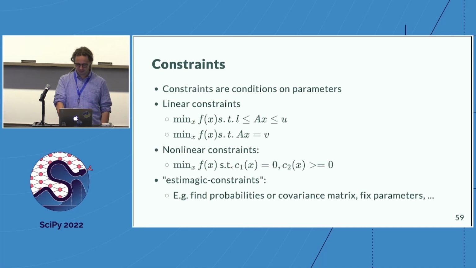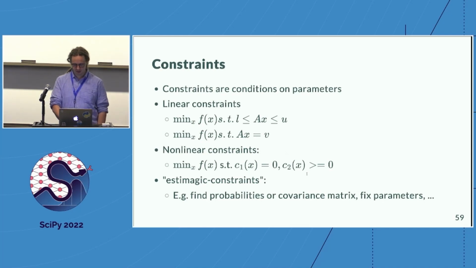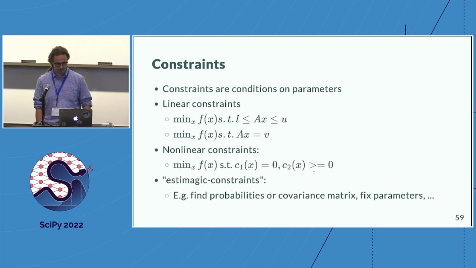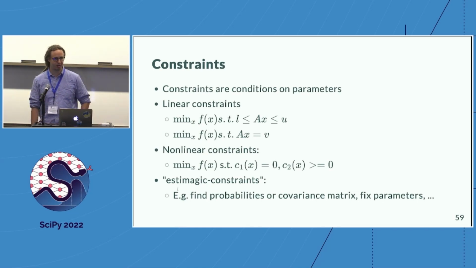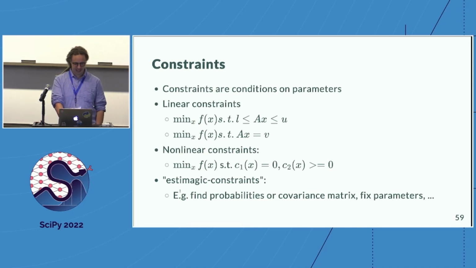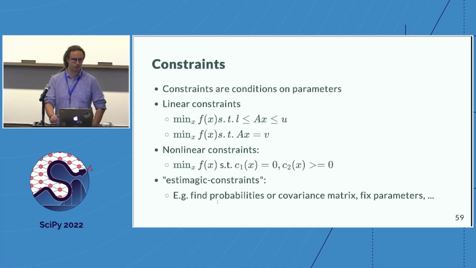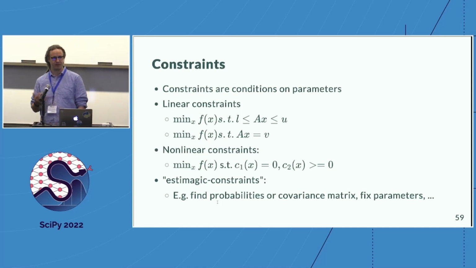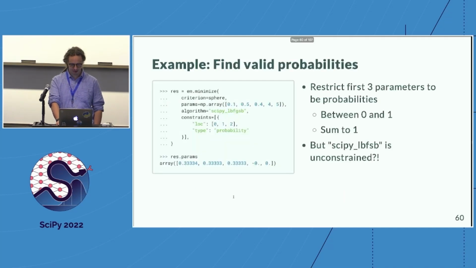There are simply constraints of type C1 of x equals 0, and C2 of x is larger or equal to 0. Actually, here you can also provide lower and upper bounds, but you're going to see the syntax later. And finally, Estimagic has some specialized shortcut constraints. For example, for finding valid probabilities, i.e. numbers between 0 and 1, summing up to 1, or finding valid covariance matrices, as these come up very often in estimation problems. And actually, the constraints that Estimagic implements work with almost all optimizers.